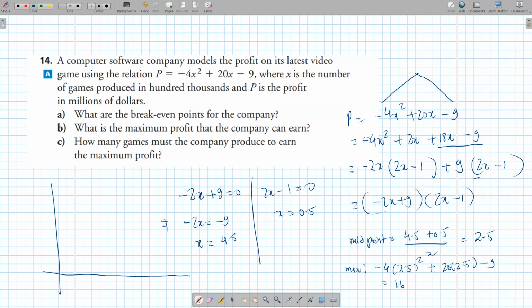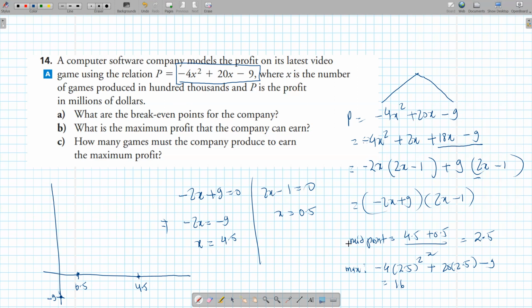graph this. So we know the 2 x-intercepts are positive 0.5 and positive 4.5. Look at this equation. Where's the y-intercept? The y-intercept is just a constant. What's the constant here? The one that doesn't have an x attached to it. -9. Okay? I'm going to pretend this is -9 here. There you go. That's the y-intercept, and we had the 2 x-intercepts.